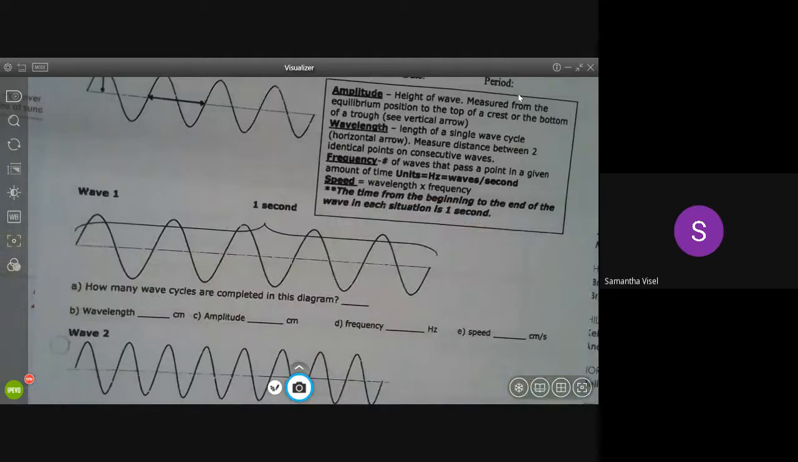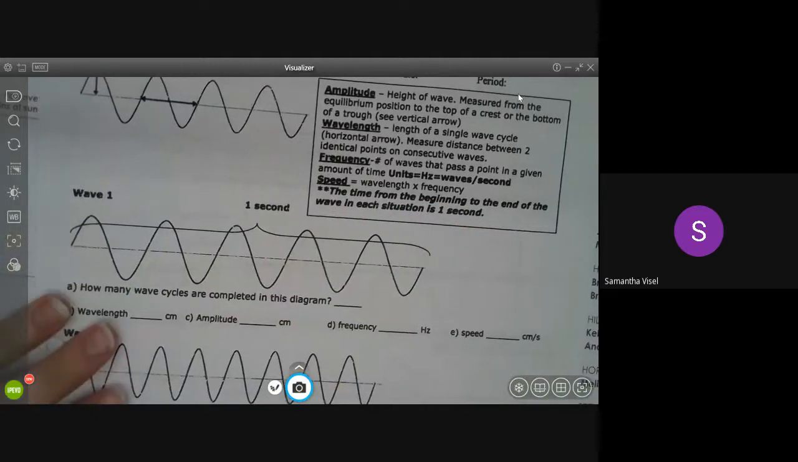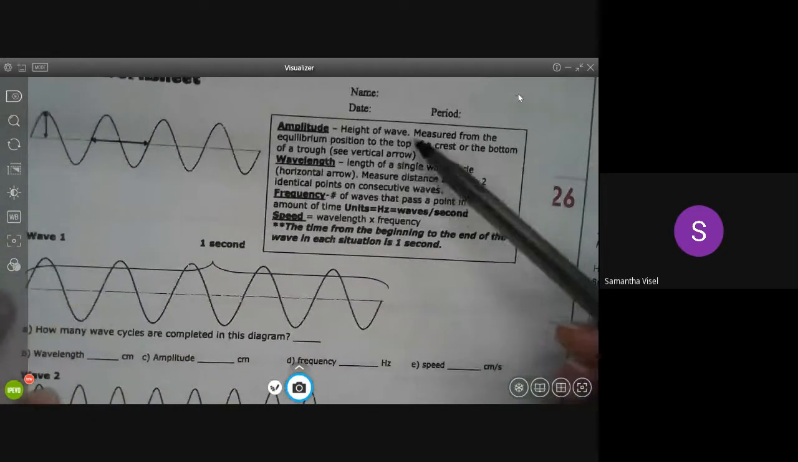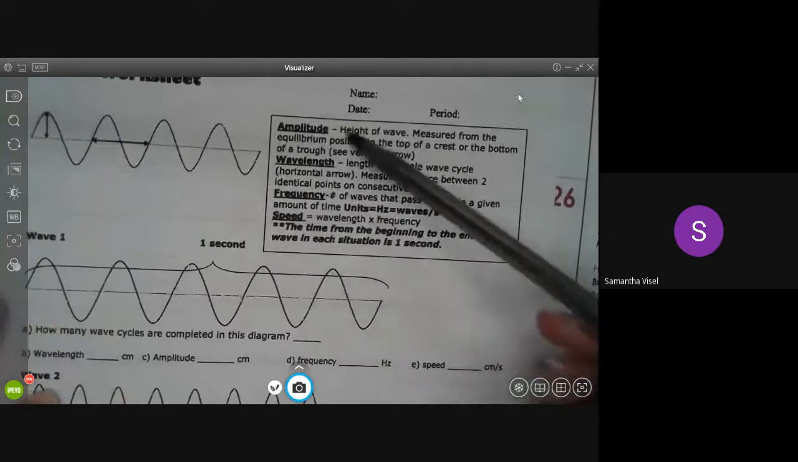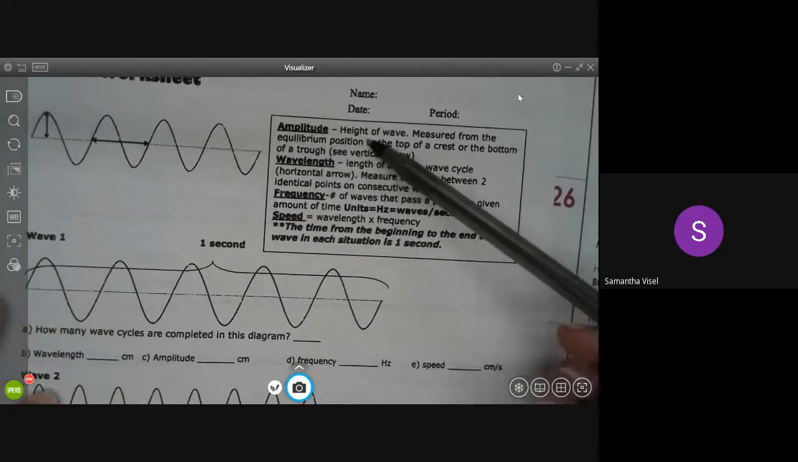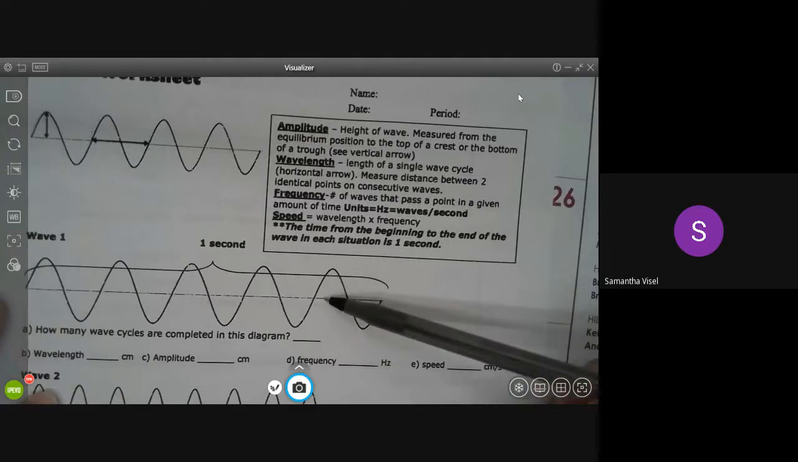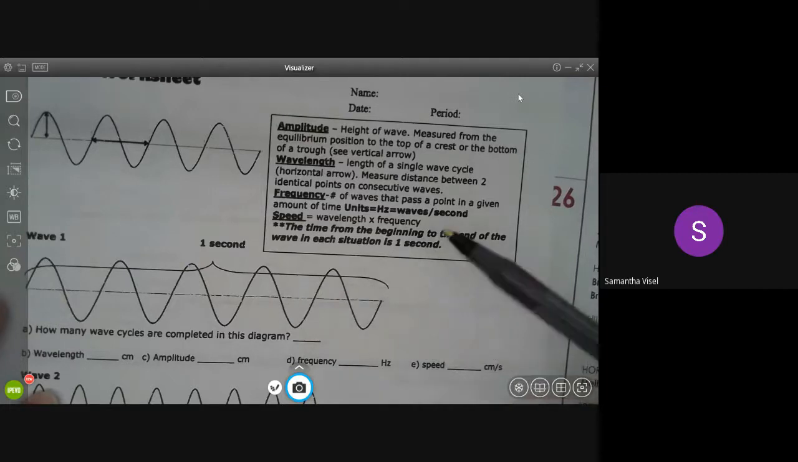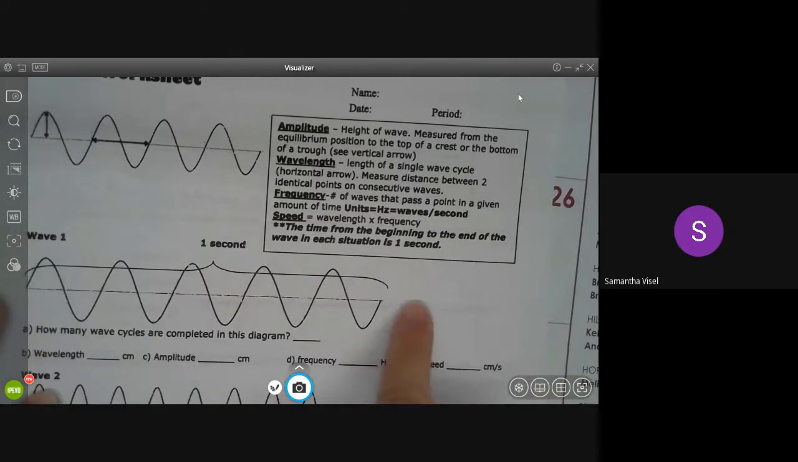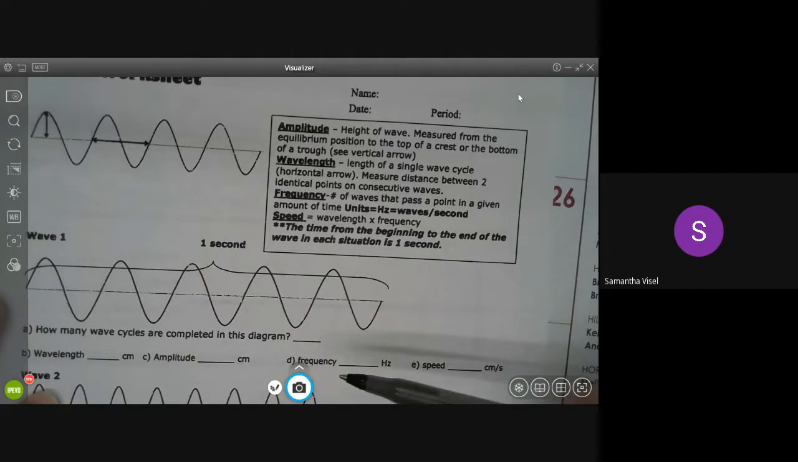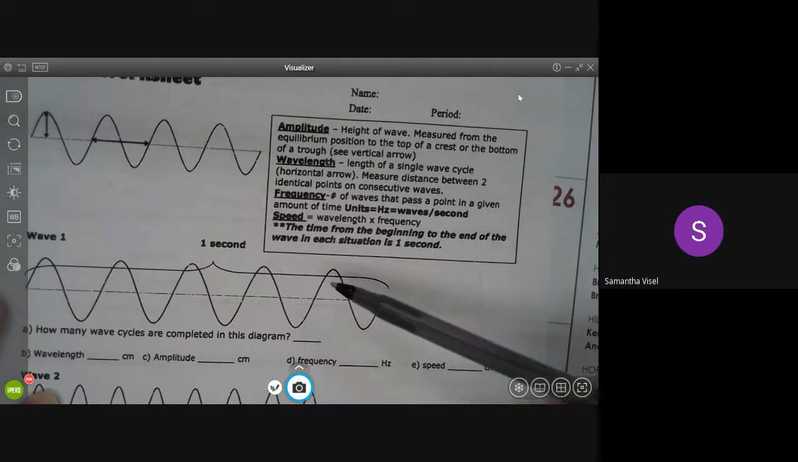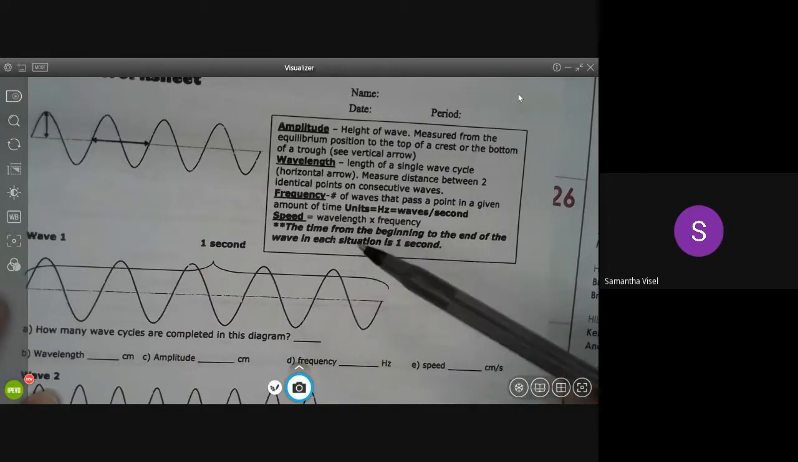So for this particular page, you are given a brief description of some of our wave properties. So a quick recap: amplitude is the height of the wave or the displacement of the wave from rest, how far it is. If there was no energy in the system, we would have no wave. This would be a flat line. So when we put energy into the system, that creates a wave. The height of the wave is related to how much energy that wave has. So higher wave, more energy.